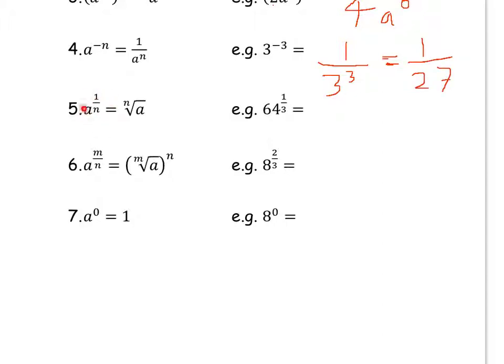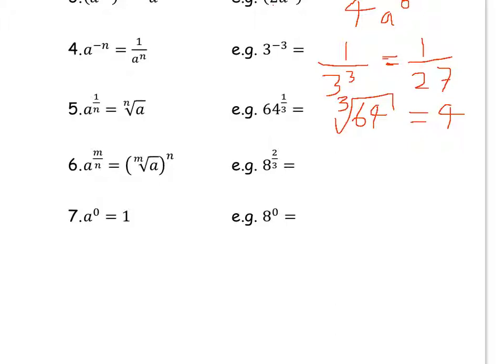Right, next. a to the power of 1 over n. Anything with a fraction in it, 1 over 2, 1 over 3, the 1 over n bit refers to a root, the nth root. So in this example, a to the power of 1 over n becomes the nth root of a. If we look at an example, 64 to the power of a third is like saying the third root of 64, or the cube root of 64, which is 4.